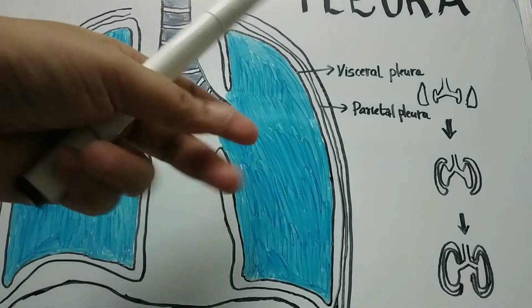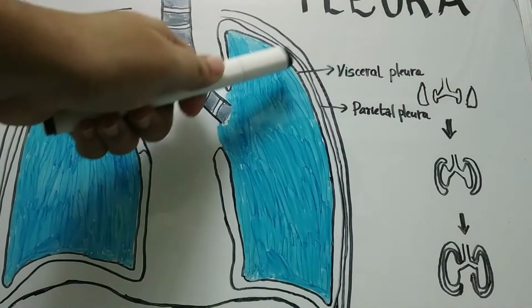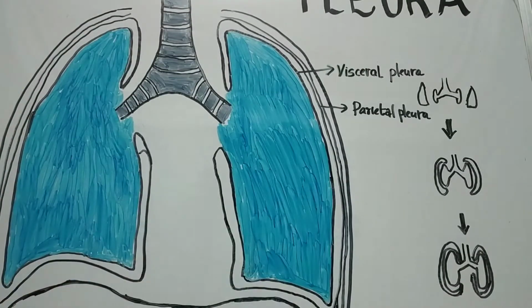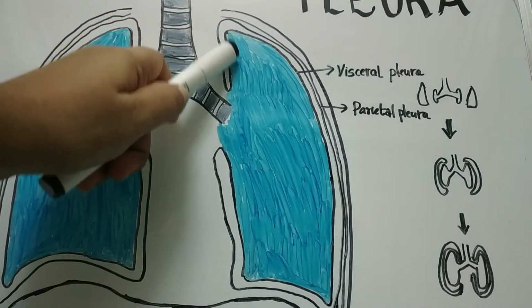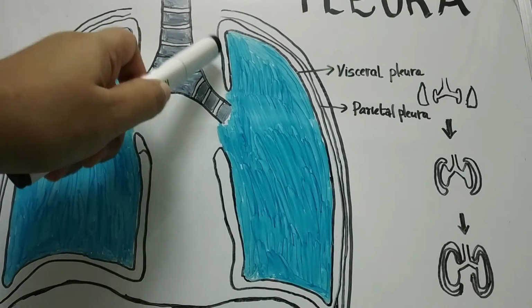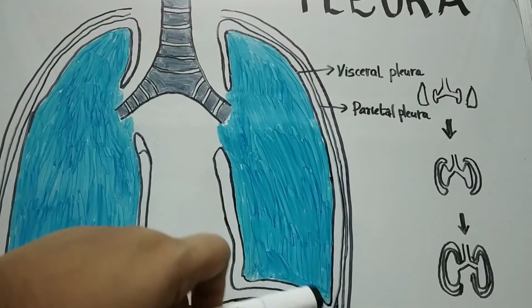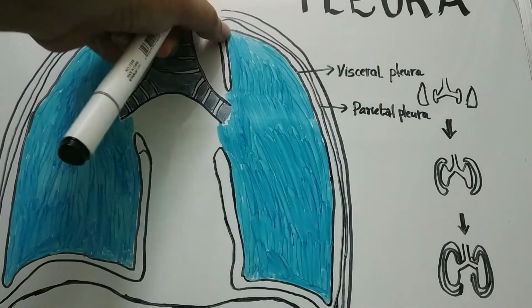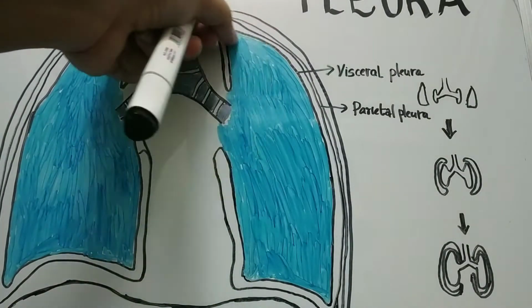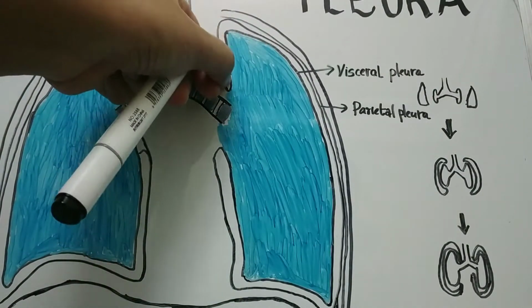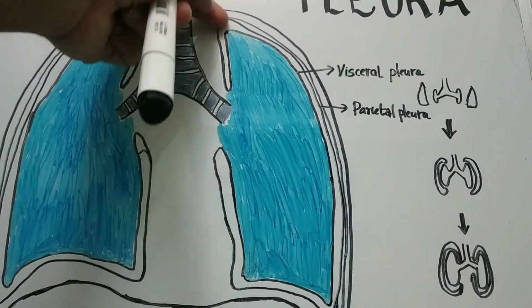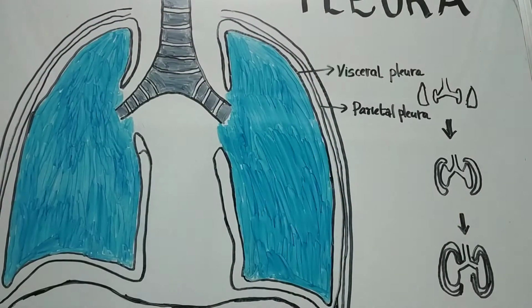So the pleura has an inner visceral layer which is in close contact with the lungs, and an outer parietal layer. In between the inner visceral layer and the outer parietal layer is the pleural cavity, which is filled by the pleural fluid. So this is the lung, this is the inner visceral layer, this is the parietal layer, and this is the pleural cavity in between, filled by the pleural fluid.